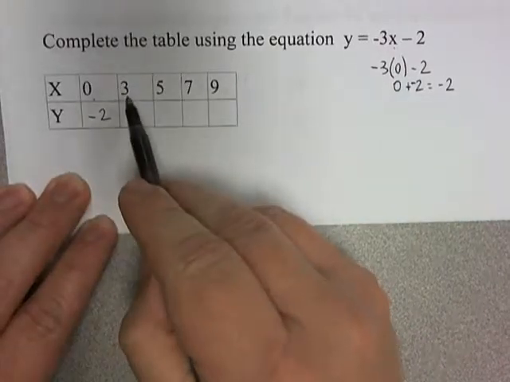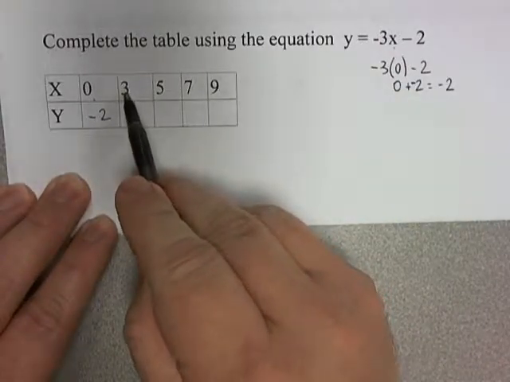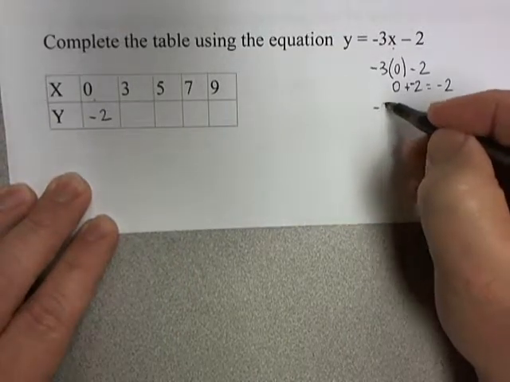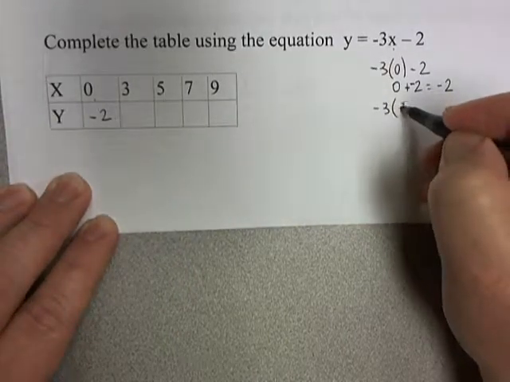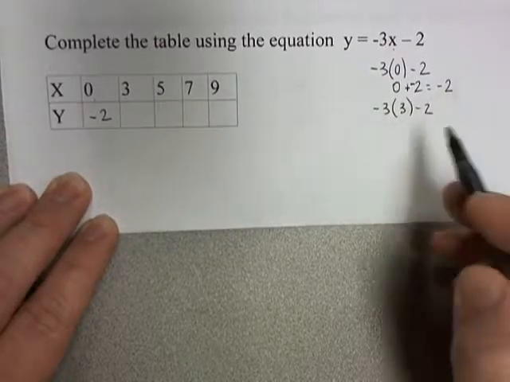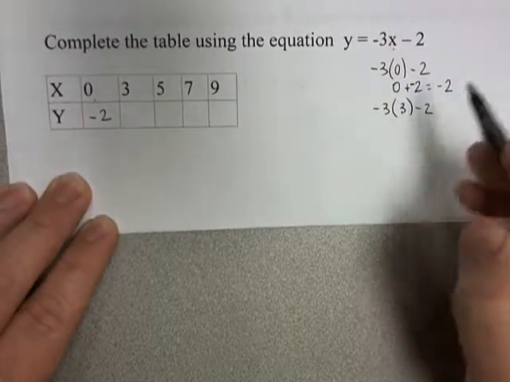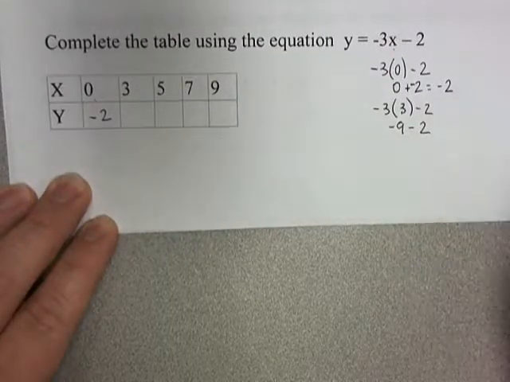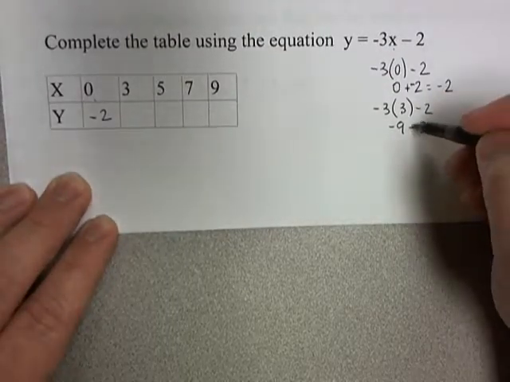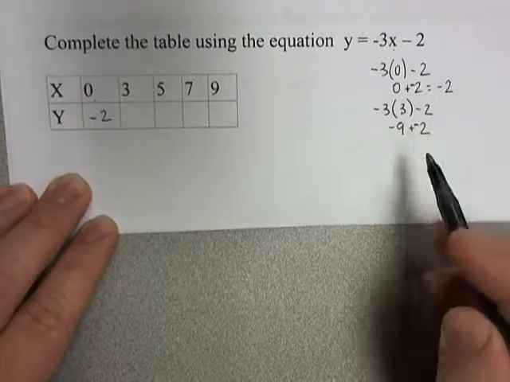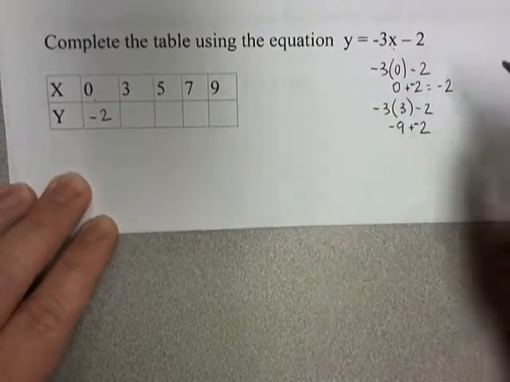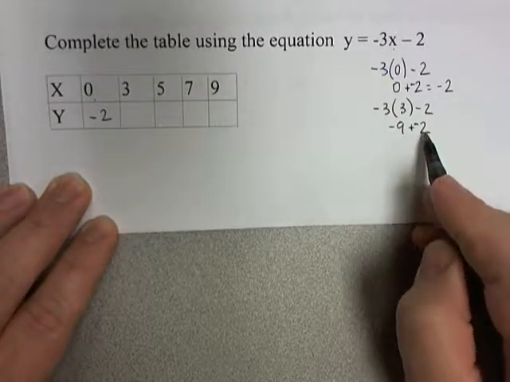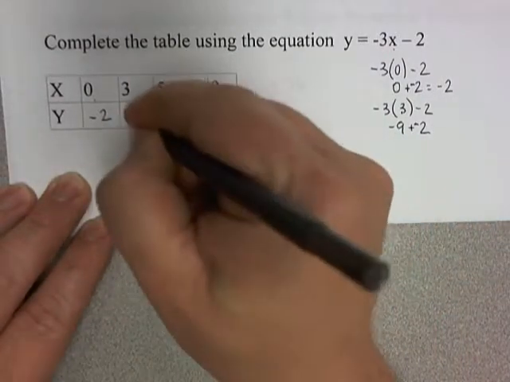Next position, when you substitute 3 in for x into the rule, you have -3 times 3 minus 2. -3 times 3 is -9 minus 2. Again, if it helps you, add a line, change the sign. We have 2 numbers on team negative. When they're on the same team, you add them. So -9 and -2 is -11.